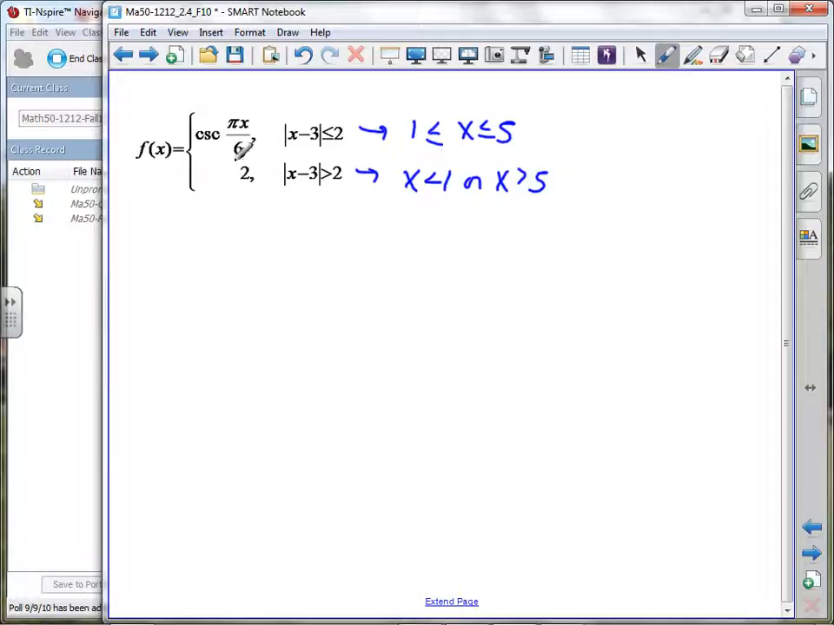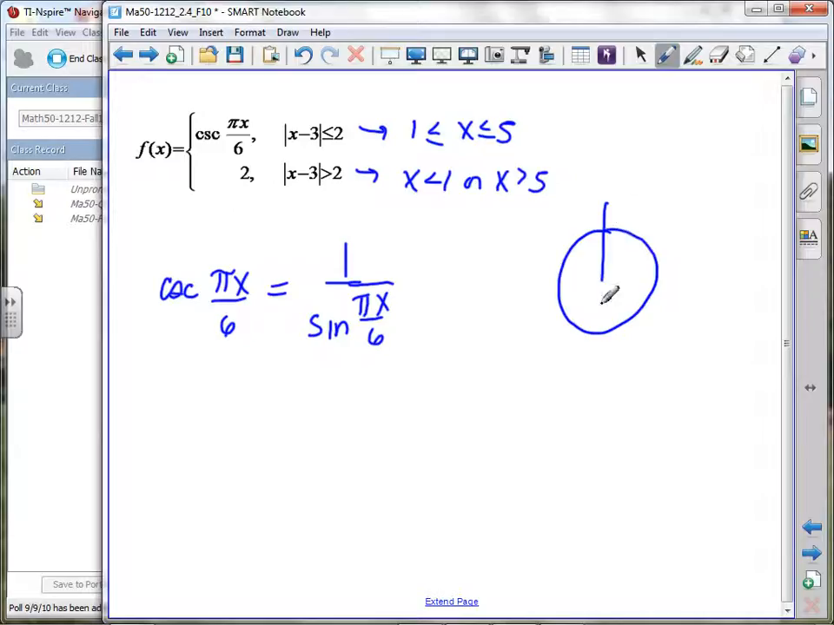The question is: cosecant of pi x divided by 6, is it continuous in this interval? Or where, in fact, is it discontinuous? So let's see. Cosecant of pi x divided by 6. We said it's the same thing as 1 divided by the sine of pi x divided by 6.